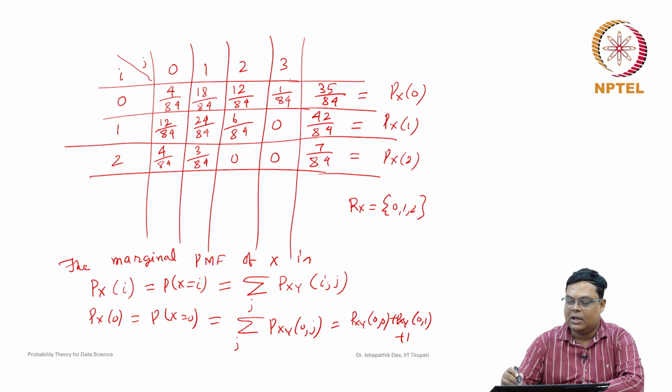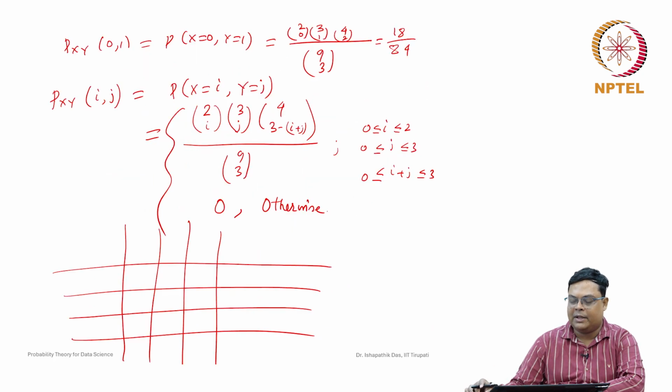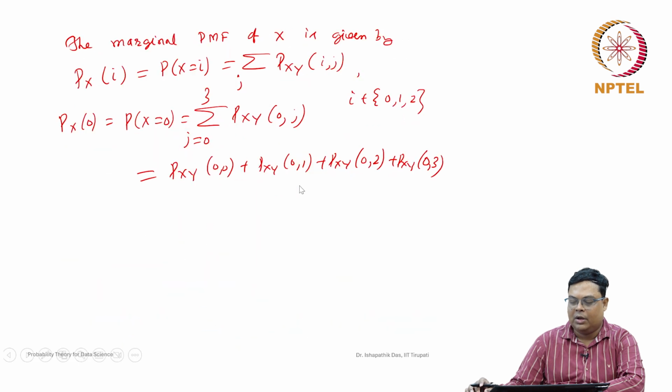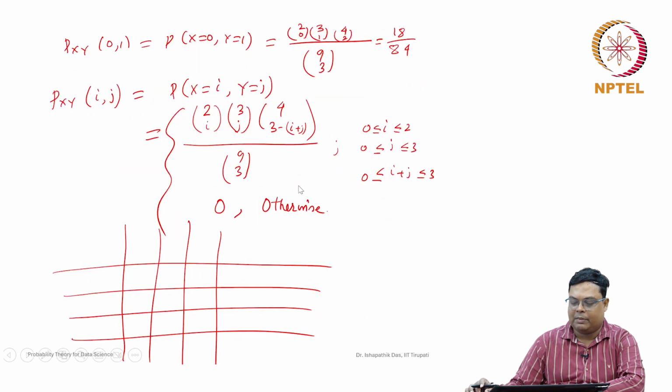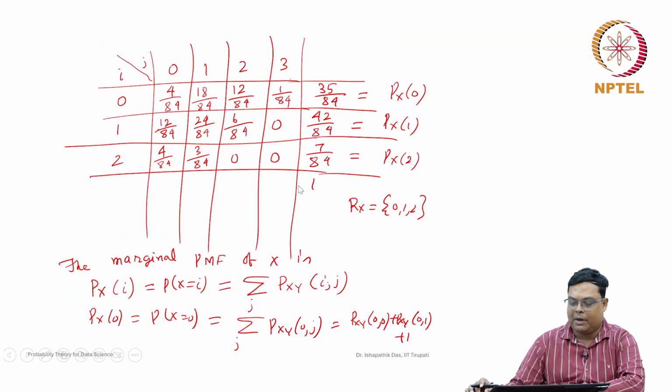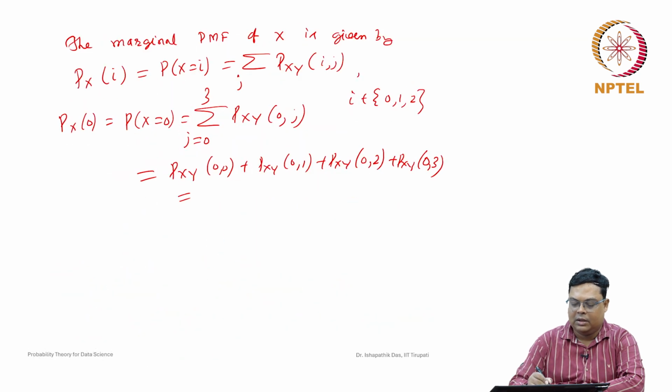Now, if you take the sum of all these values, it should match with 1. You can see that 84 by 84 is equal to 1. Now, how can we find the marginal probability mass function of x? For this we got 35 by 84, and the other values you can similarly compute.